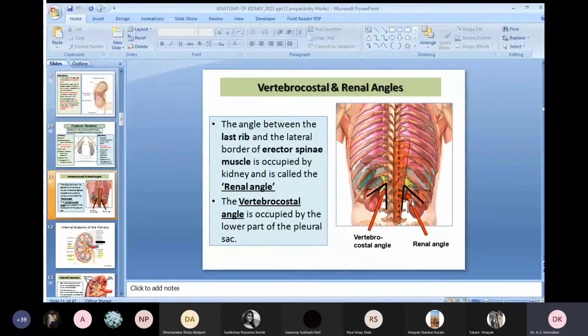Next is the costovertebral, vertebrocostal angle. It is an angle between the vertebra and the rib. So it is occupied by the lower part of the pleural sac. So here we have to take a precaution when we are operating. We may injure the pleura and we may enter into the pleural cavity, which may lead to pneumothorax, and that is a dangerous condition.